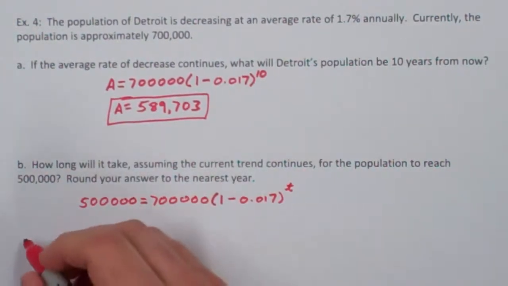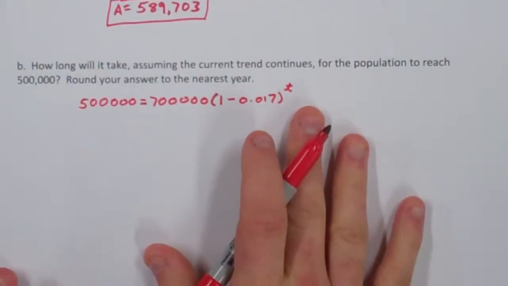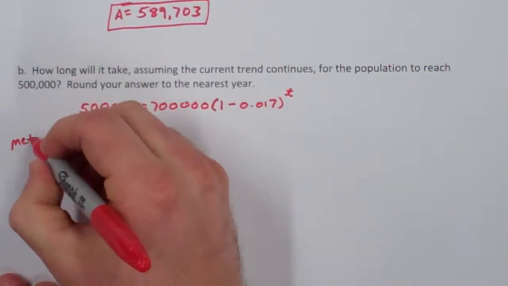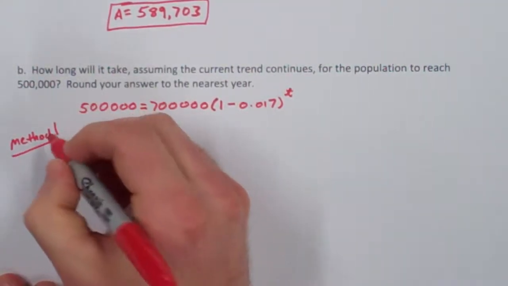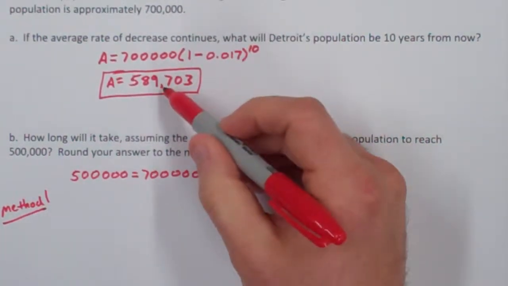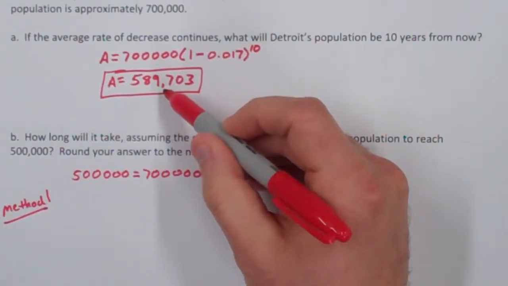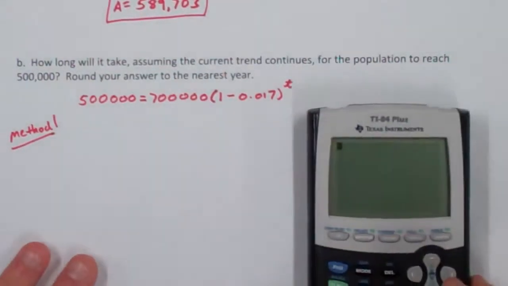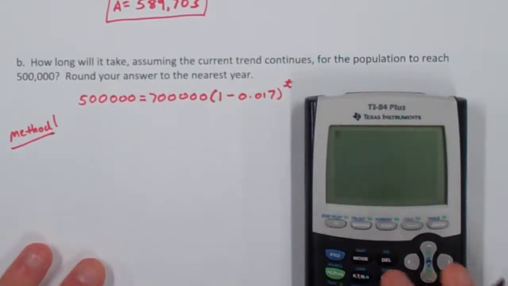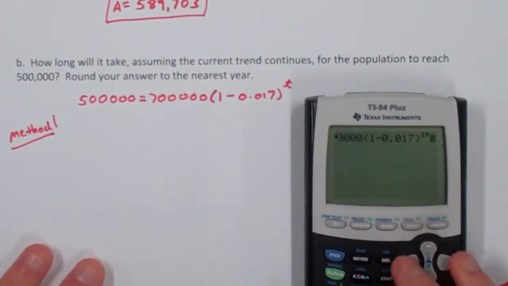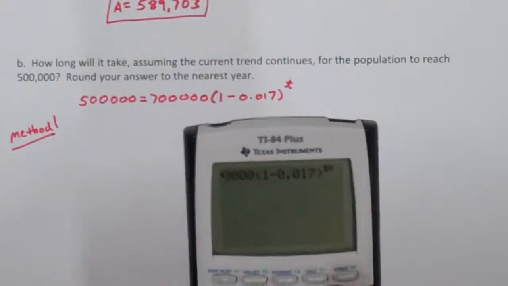So there's a couple different ways to do this. Let me give you method 1. And method 1 is the good old guess and check. If we look at the previous example, if we were at 10 years, we still haven't made it down to 500,000. So you can just go ahead and check a few things in your solution here. Type in second and then enter, and that will give you your previous entry. And so we can just go ahead and try some stuff.